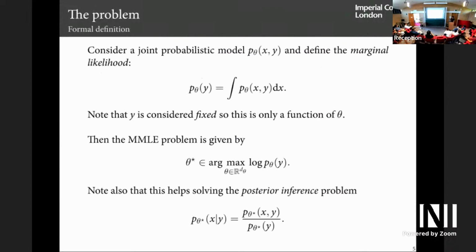Okay, so then, of course, when we get theta star, we can also solve the posterior inference problem with your favorite sampler. You can run a Langevin algorithm on this, or other things that you can do.